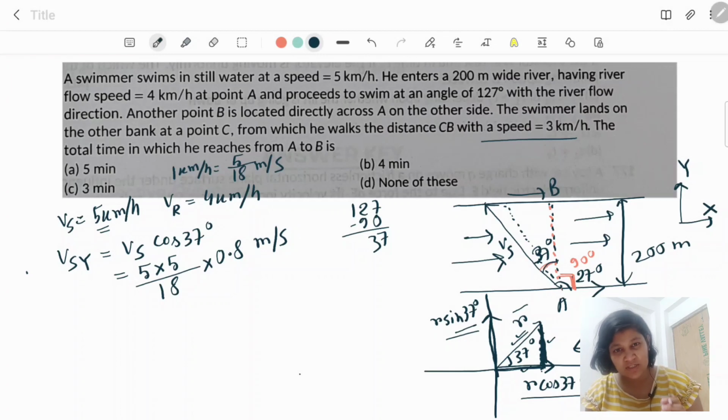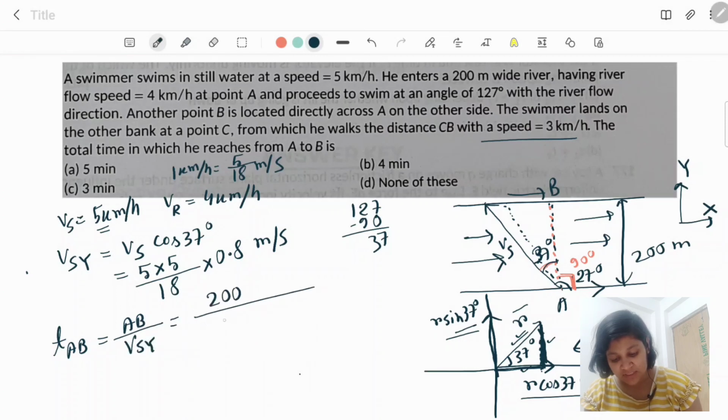So if he could swim straight across, if there was no river velocity present, then the time taken by him to reach from point A to point B would have been the distance between A and B divided by the velocity along that direction. Which is 200 meters divided by 5 into 5/18 into 0.8 seconds.